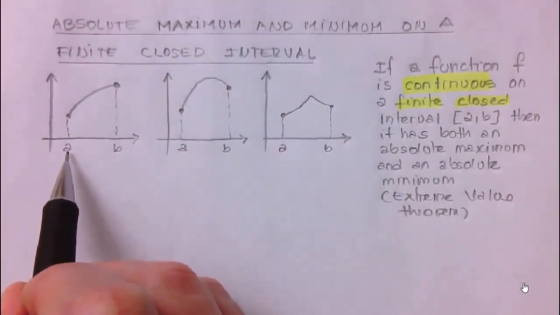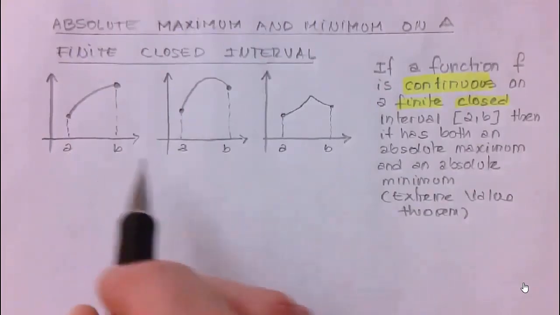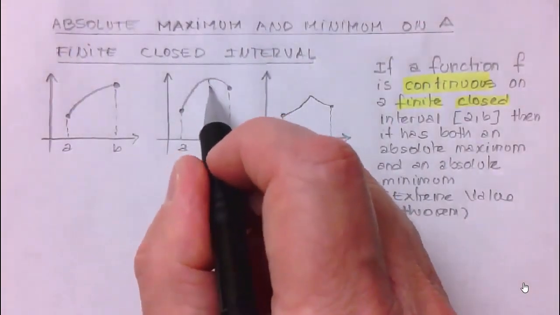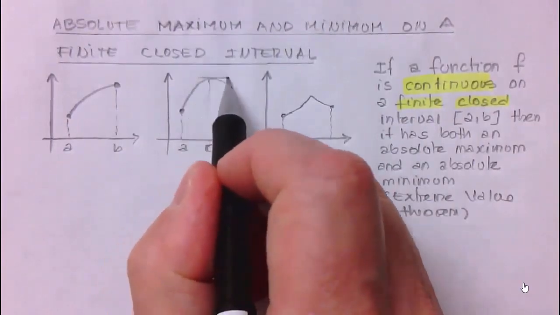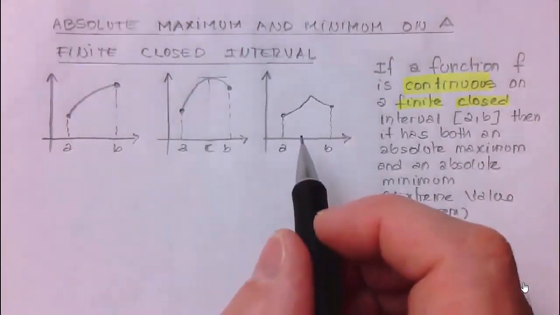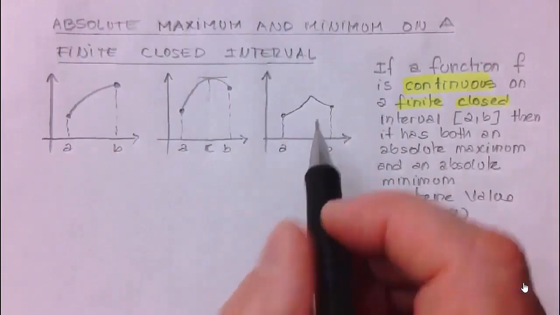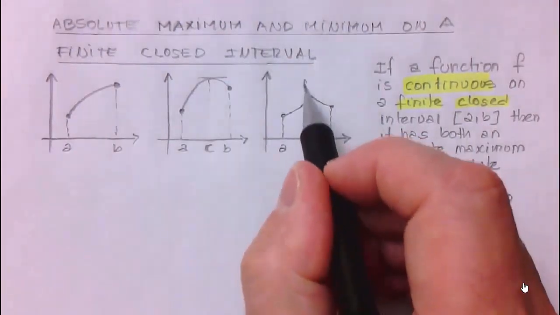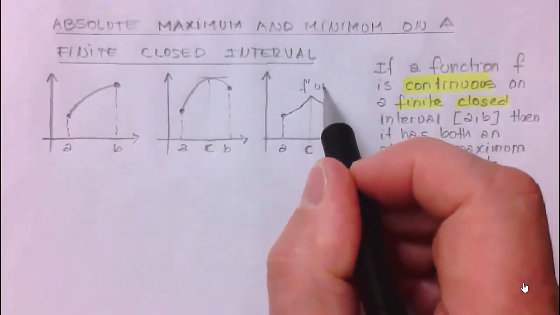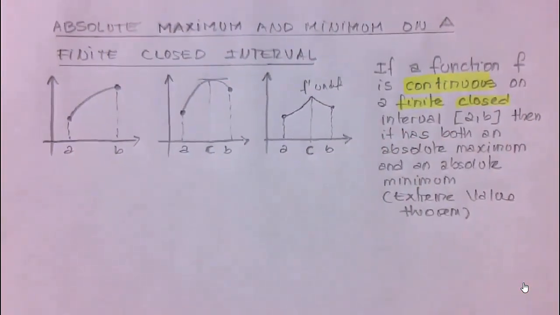In this case, this function has an absolute minimum at A and an absolute maximum at B. In this case, there is an absolute maximum here at this point C, which is a stationary point, by the way. And this would be the absolute minimum here. And in this case, we have an absolute maximum here at this point C, which is, by the way, where f prime is undefined.